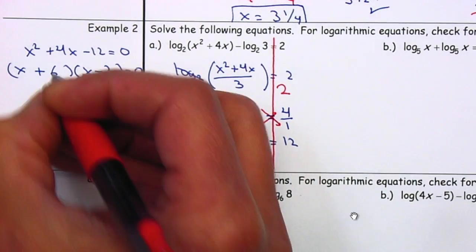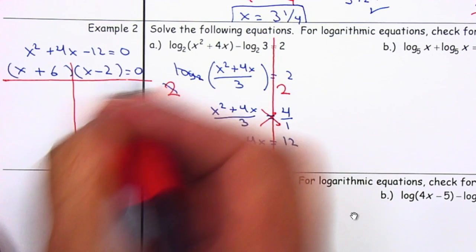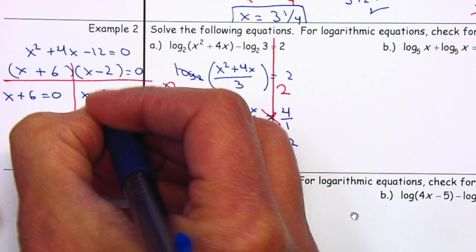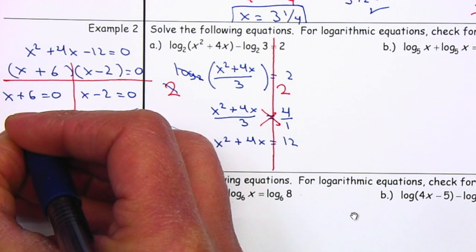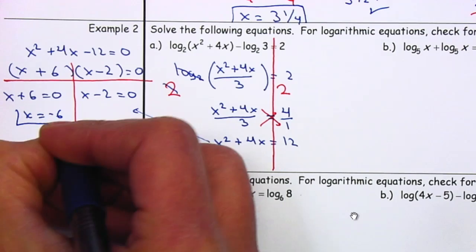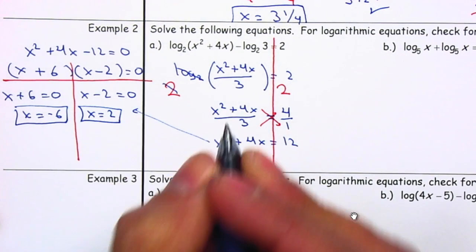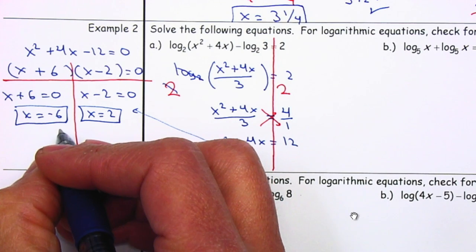To solve it, I'm going to use my zero product property. x plus 6 equal to 0, x minus 2 equal to 0. Move the 6 to the right, becomes a negative 6. Move the 2 to the right, becomes a positive 2. I want to be able to double check both solutions.